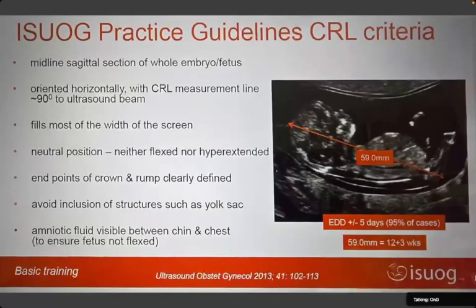So, how do we measure the crown rump length? We have to make sure that we have good magnification. The calipers are placed correctly. 3 measurements are usually taken, and the best of the 3 readings is applied to dating this pregnancy. It's usually in the midline sagittal section of the whole embryo or fetus. We make sure that the fetus basically fills most of the width of the screen in a neutral position, with endpoints of both the crown and the rump clearly defined. We should avoid inclusion of structures such as the yolk sac, and the amniotic fluid should be visible between the chin and the chest. Now you're ready to take your measurement.